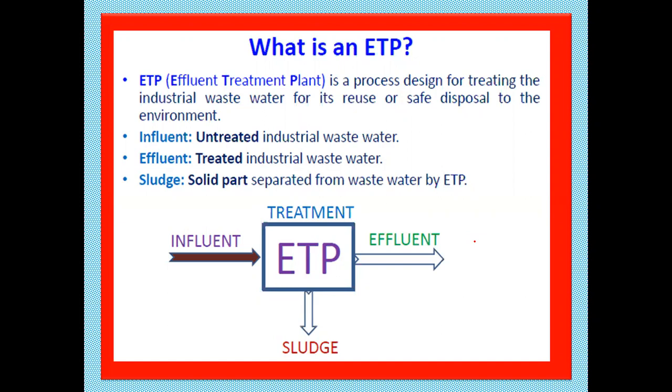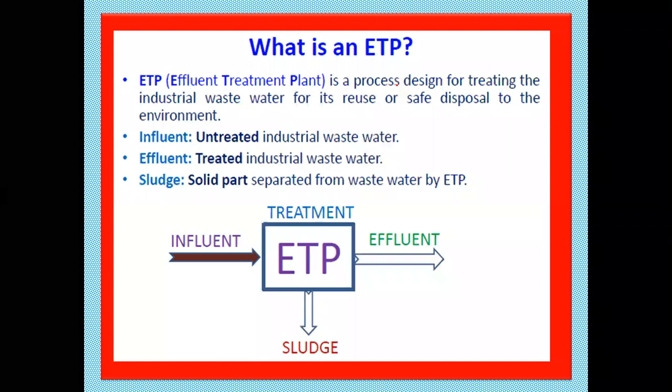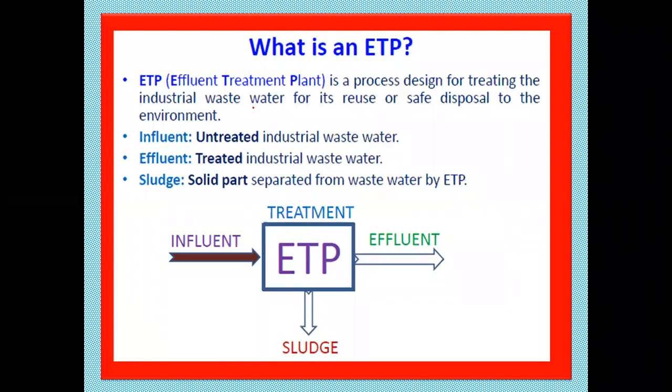So ETP means a process designed for treating industrial wastewater for reuse or safe disposal to the environment. So treating the industrial wastewater either for reuse or for disposal to the environment. So that is nothing but an effluent treatment plant.